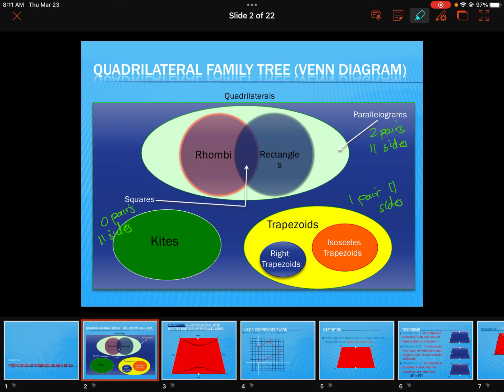That's how they're classified. We spent a lot of time looking at parallelograms. Notice how rhombi, rectangles, and squares live inside that parallelogram oval. That's because they're parallelograms. There's different types of trapezoids. We have isosceles trapezoids and right trapezoids to look at.